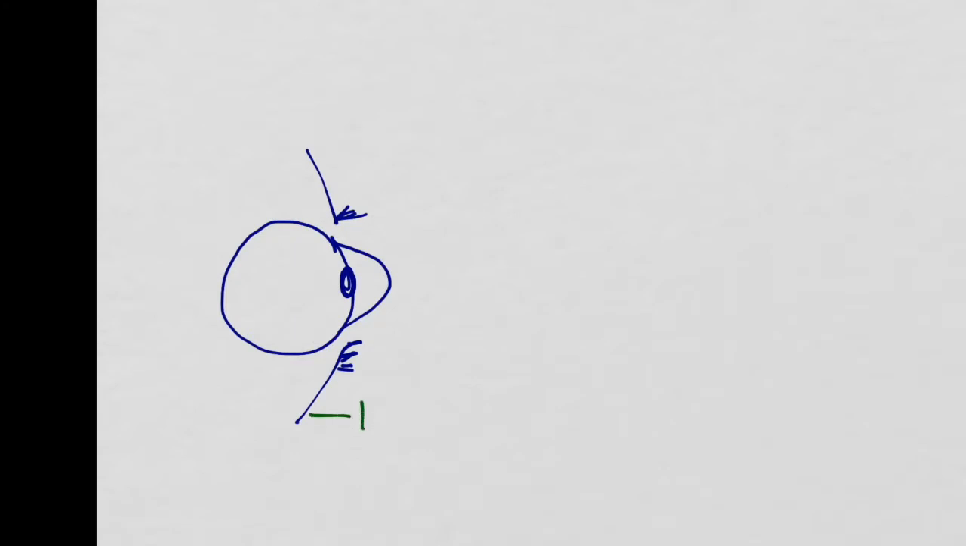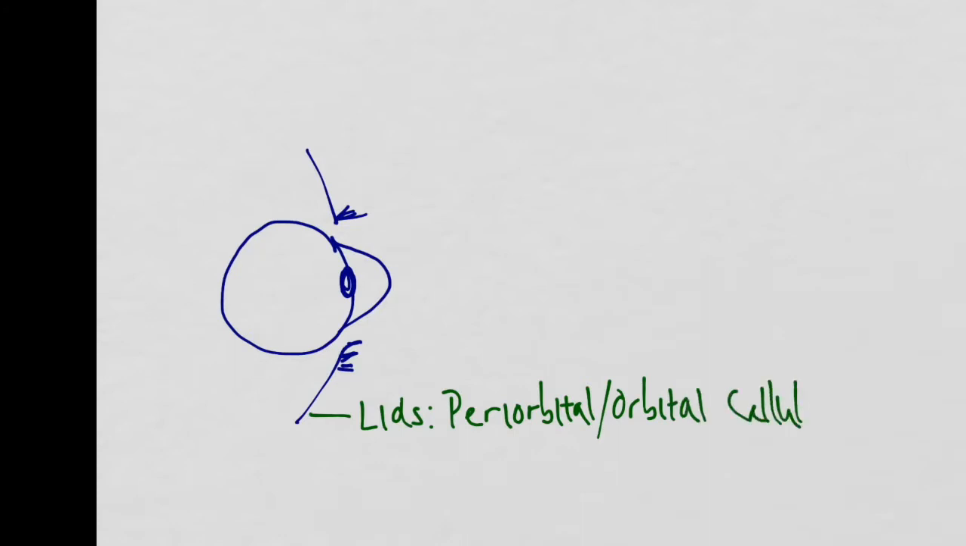The first place we're going to start is the lids. So is there any evidence of a periorbital or orbital cellulitis? You can also take this time to look for a hordeolum or a chalazion, which can also present with infectious looking lids.